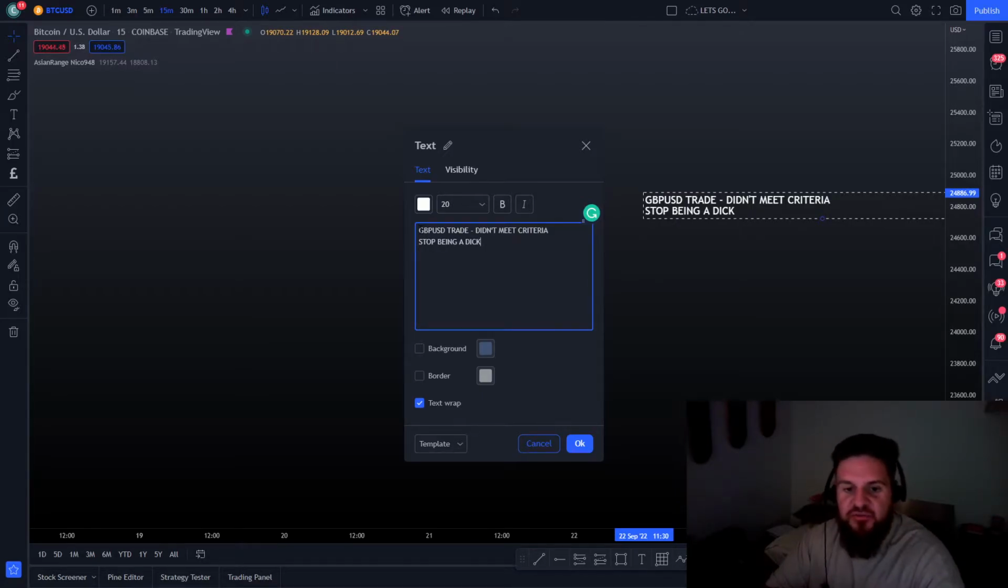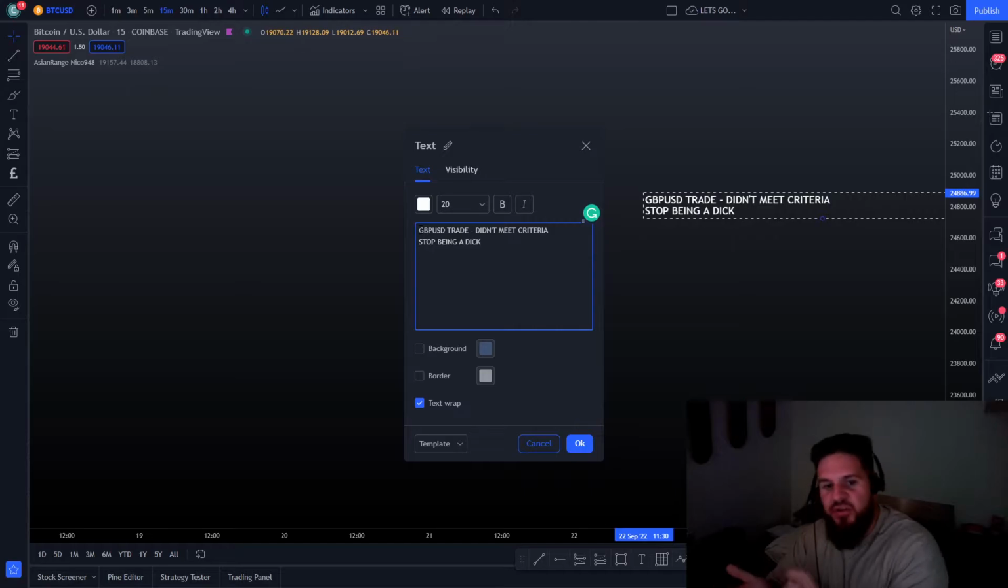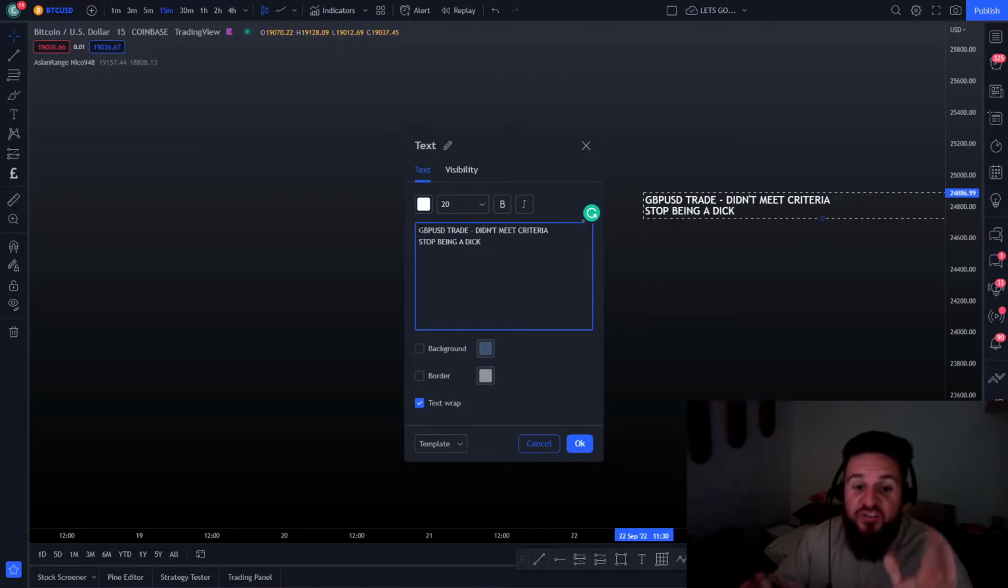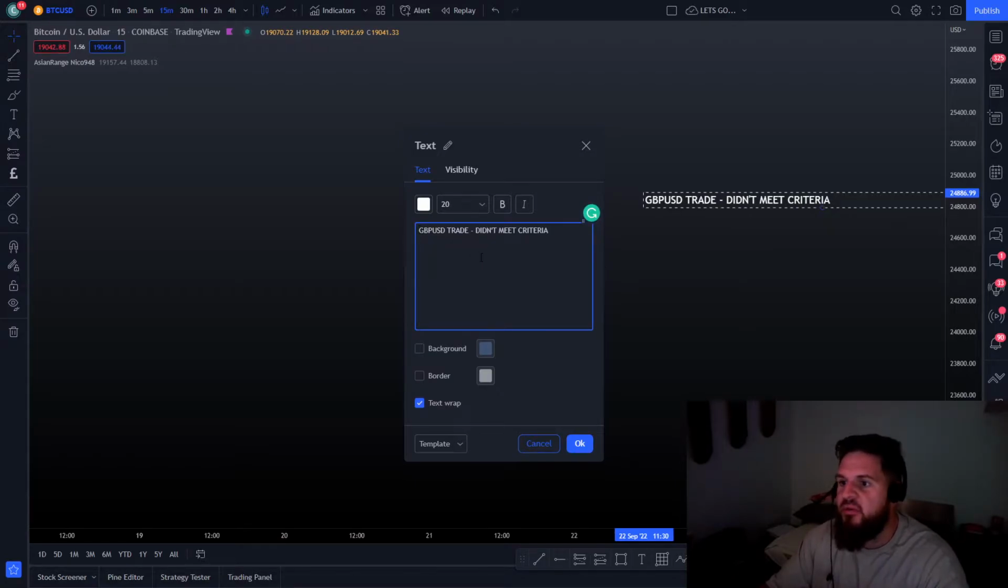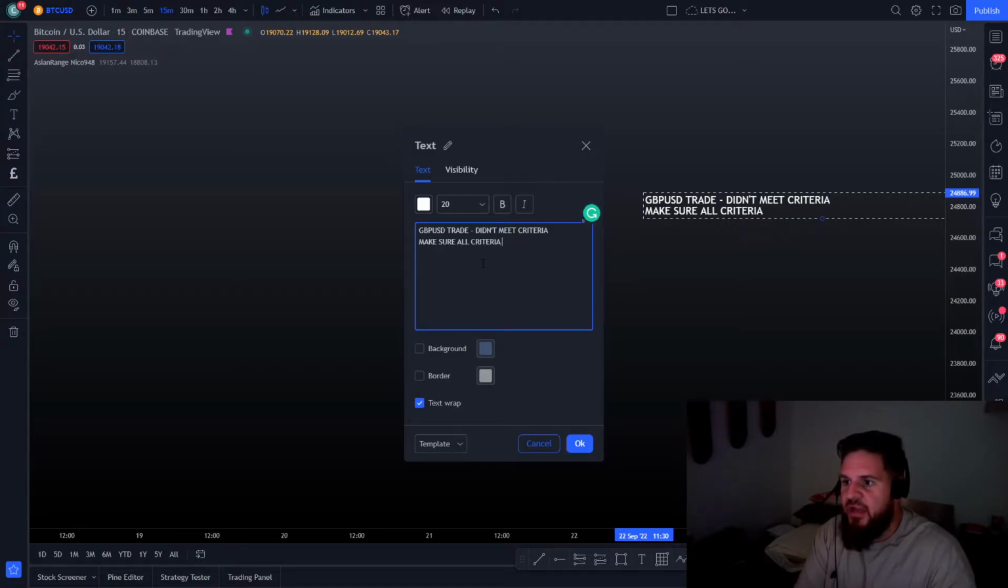When you're revising for an exam, how do you learn that information? You get the textbook out and you write down in your notebook exactly the part that you're learning. I remember learning osmosis in my GCSEs and having to write down osmosis and semi-permeable membranes and the transference of one highly concentrated and all this nonsense that I've obviously forgotten now, but at the time it worked well to get me through my exams. So writing these things down is really, really important. Even if you do a GBP USD trade didn't meet criteria, make sure all criteria met next time, okay? You're at least gonna think about that a little bit more.